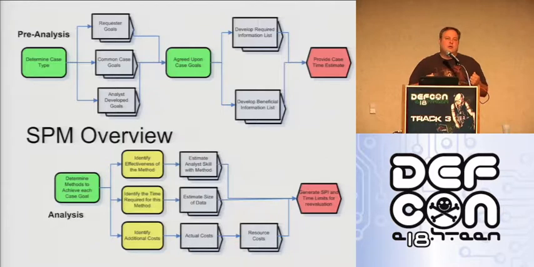What's the best way, right? What's going to take the least amount of time? Just going back to that coffee cup example, what's going to be the best answer in the shortest amount of time? And then for the analysis where we do an index, we're actually estimating the analyst's skill with that method and those types of things to actually generate what we call the SPI, and put some time limits for reevaluation.